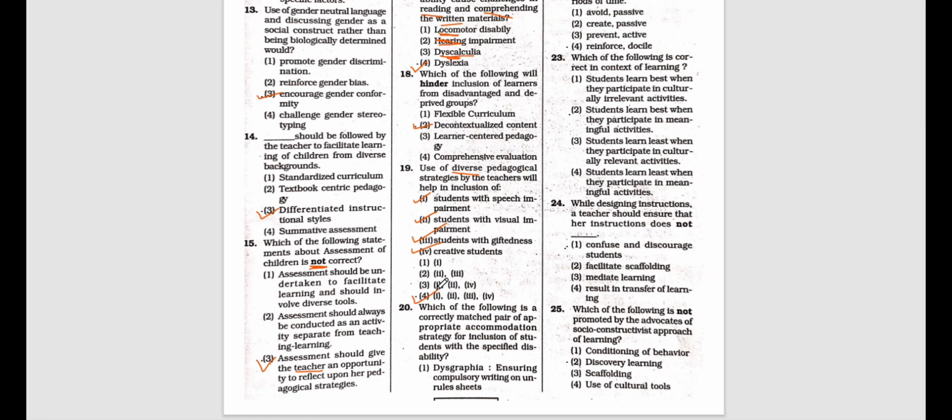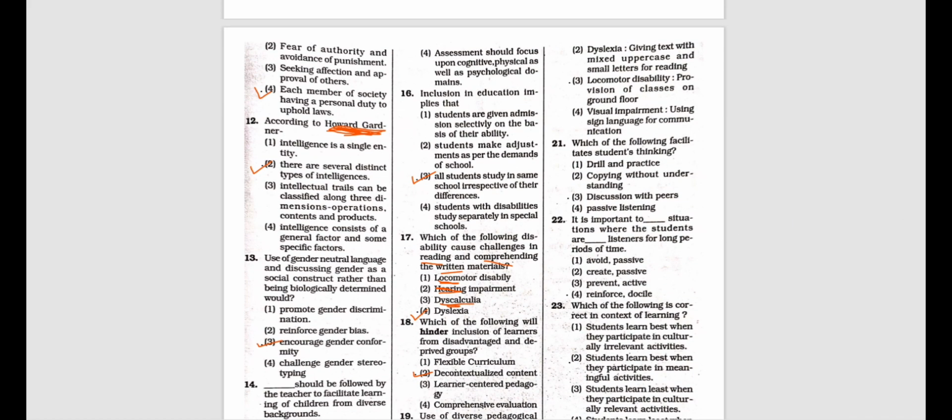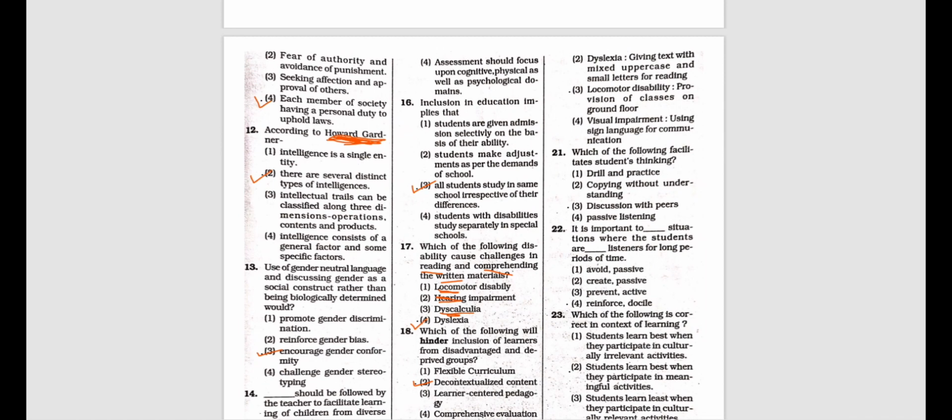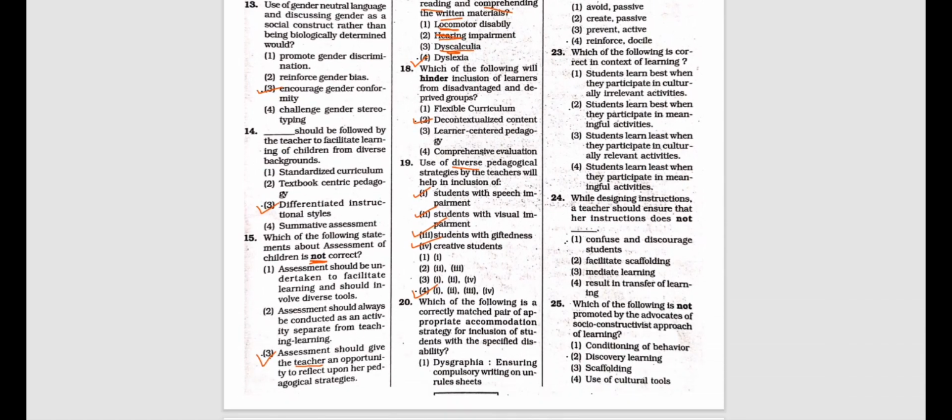Which of the following is a correctly matched pair of appropriate accommodation strategy for inclusion of students with the specified disability? The disabilities are dysgraphia, dyslexia, locomotor disability, or visual impairment. So which one do you think is the correct option?